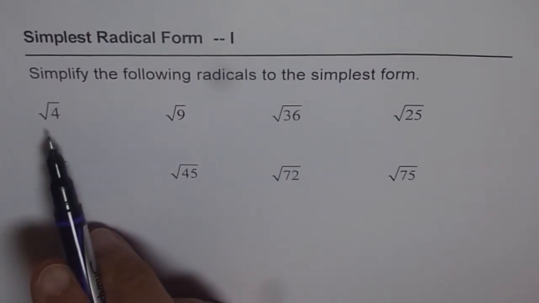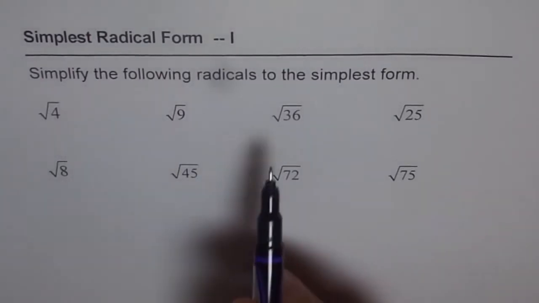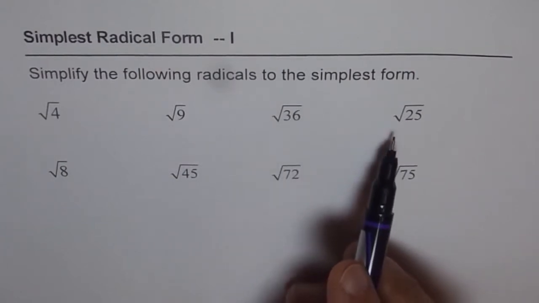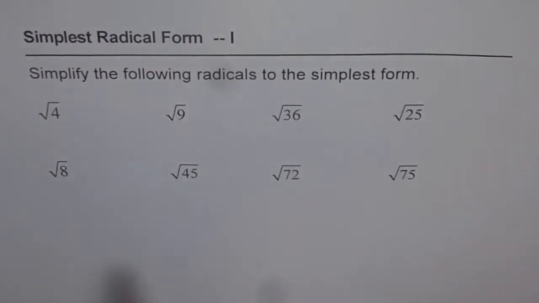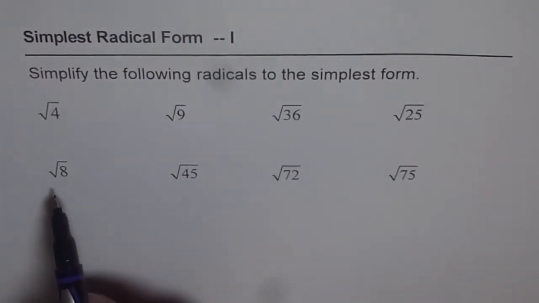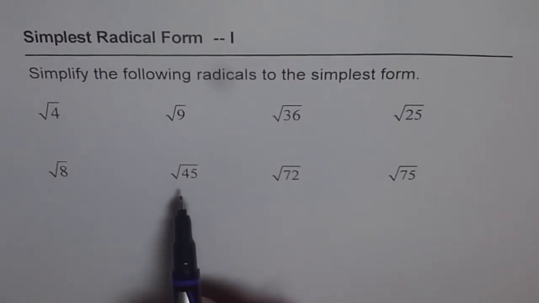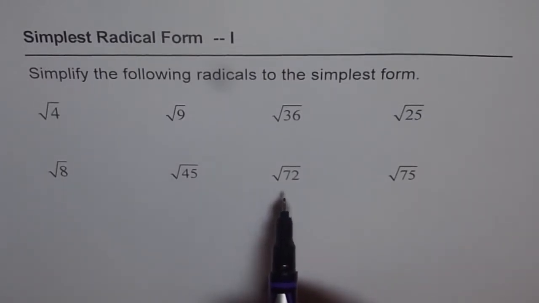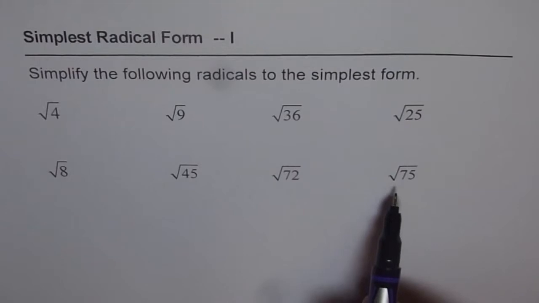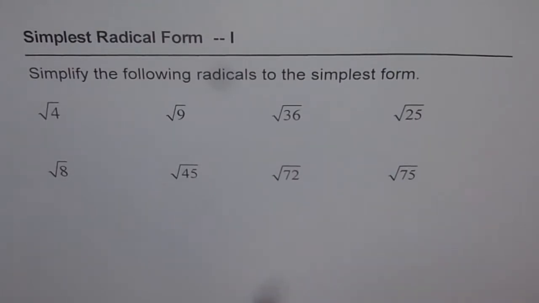Square root of 4, square root of 9, square root of 36 and square root of 25, followed by these 4, which are square root of 8, square root of 45, square root of 72 and square root of 75. I would like you to copy all of them and then try to simplify them. Once you have done, then see my solution. Okay. Now here I'll teach you the technique of simplifying radicals.